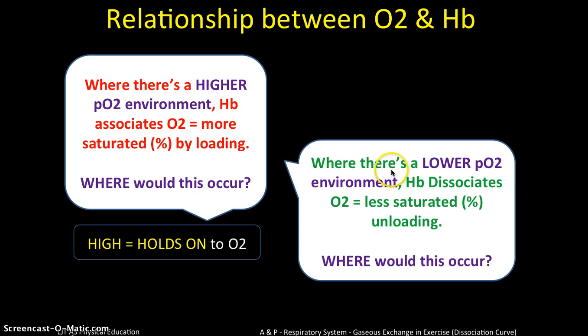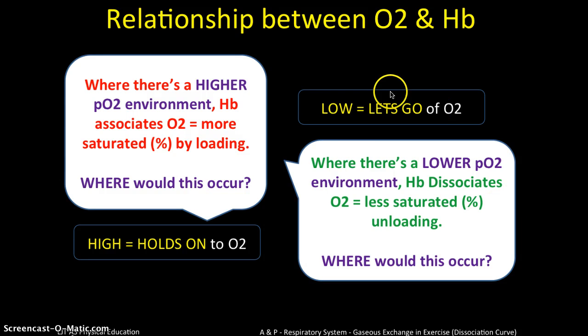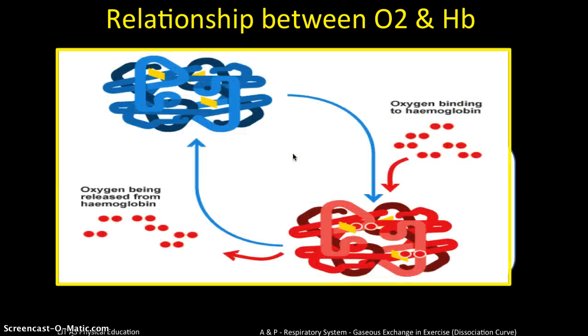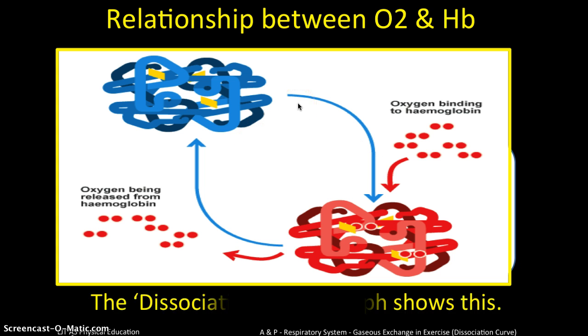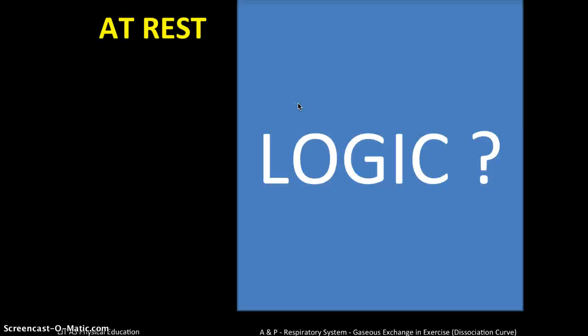Conversely, where it passes through environments with lower partial pressure of oxygen, hemoglobin will dissociate oxygen, it will drop off oxygen, it will unload it, it will become less saturated. This might occur at the muscles. So where there's a low partial pressure of oxygen, hemoglobin lets go of its oxygen. And if you can remember those two phrases, you'll explain a lot. So it's all really about the loading and unloading, the associating and dissociating of hemoglobin with oxygen, and when this occurs. And this dissociation graph that we've got to really understand describes this.